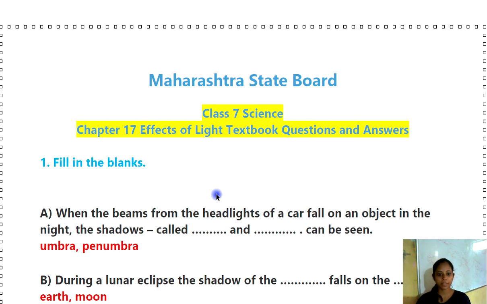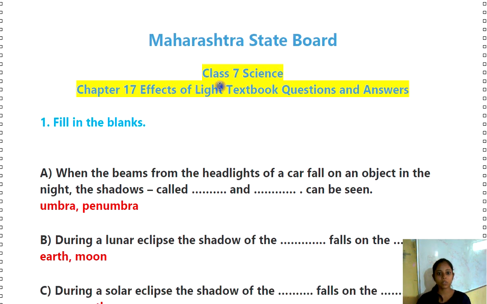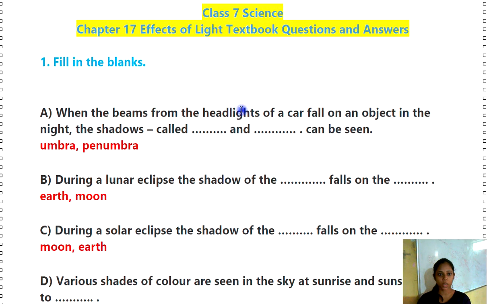तर आज आपण 7th स्टँडर्डची सायन्सची चॅप्टर नंबर 17ची इफेक्ट्स ऑफ लाईट हा जो चॅप्टर आहे याचे टेक्स्टबुकचे क्वेश्चन्स आणि आन्सर्स घेणार आहोत. तर चला फर्स्ट फिल इन द ब्लँक्स.